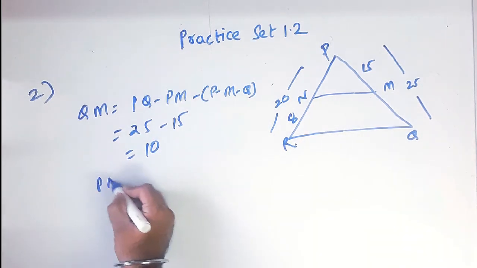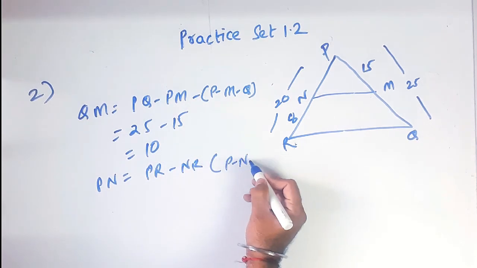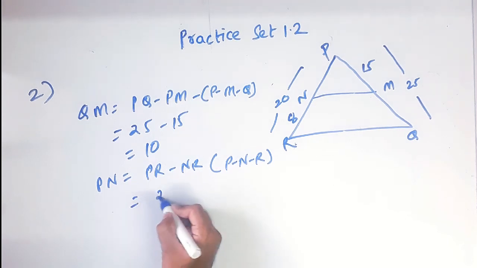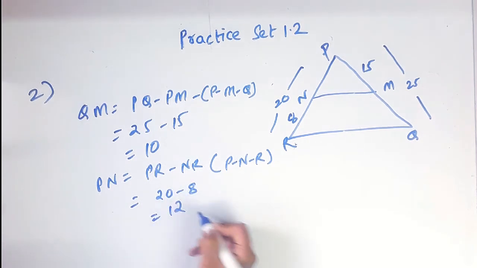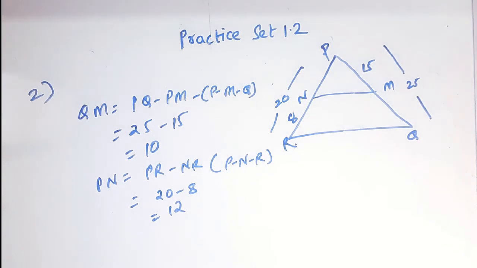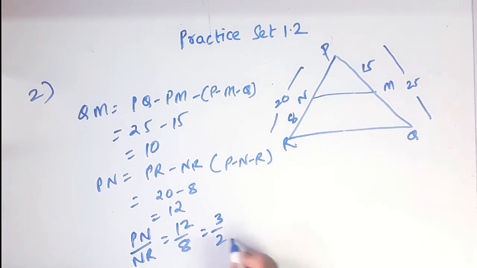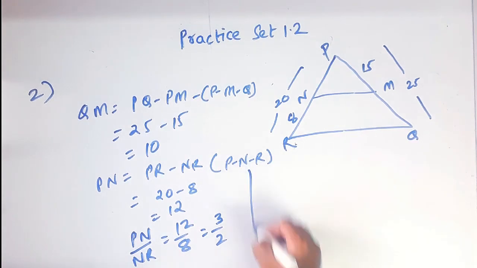Similarly, I want to find PN. What is PN? It is PR minus NR. Why? Because P, N, R, all three are collinear. So that is 20 minus 8, 12. Okay, now they have asked whether these two lines are parallel or not. Okay, children, you know what BPT is, so I'll check with BPT. PN upon NR equals 12 by 8. This is 12, this is 8. Okay, so this comes to 4 threes are, 4 twos are. Okay, also let this be 1.